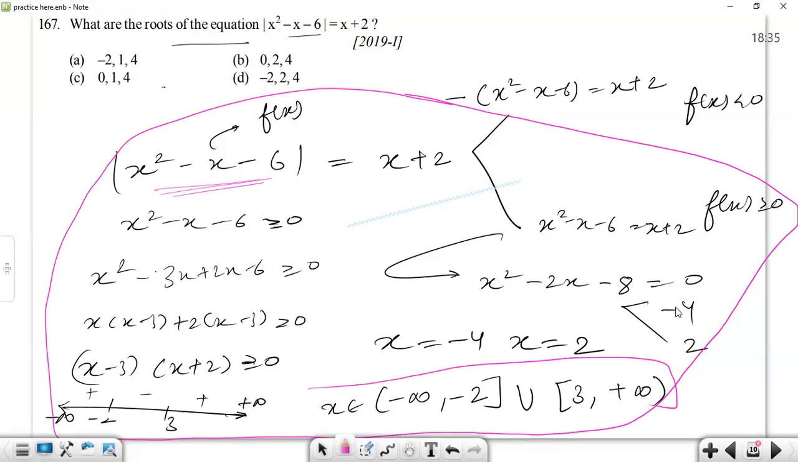Now let us re-verify whether x equal to minus 4 lies in this domain or not. So we have included this area and this area. So minus 4 will be lying here somewhere. So yes, minus 4 is there in the domain, right? Yes, sir. What about x equal to 2? 2 will be somewhere here. So is this 2 in the domain?